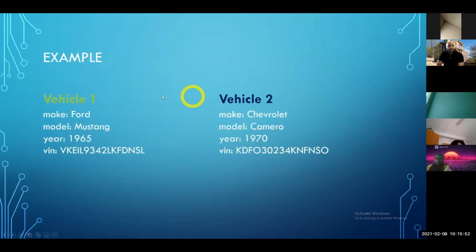So for example, we have vehicle 1, vehicle 2. They both have common attributes. Make, model, year, and VIN. However, when we have the real vehicle, these values are going to be different between the two, right? Maybe it's just a VIN, or maybe they are identical objects. It doesn't matter. When we actually create the object itself, the values of those data attributes will be different and unique to that object.